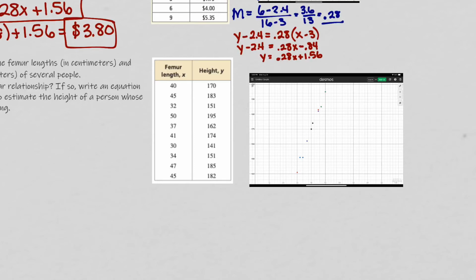Let me see if I can make this much smaller. Oh, I guess not. Okay. Oh, there we go, thickness. So let me make it as small as I can. I'm going to draw this one red. Okay, so the first thing you have to look at is, does that look like a linear relationship? Yeah, it looks like it could form a straight line.